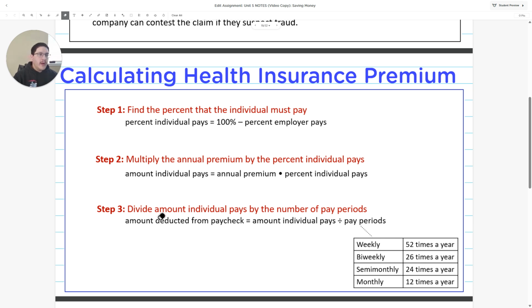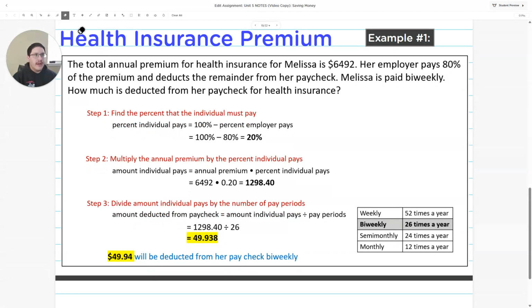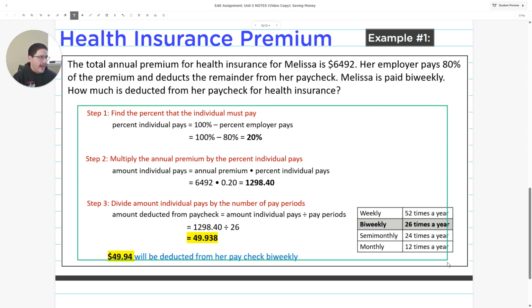We're then going to figure out what your monthly deduction is: divide the amount the individual pays by the number of pay periods. Okay, so let's look at an example. Now I'm going to cover some of this and reveal it as we go.